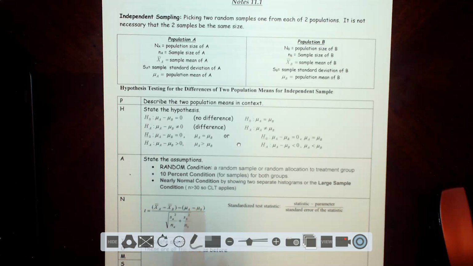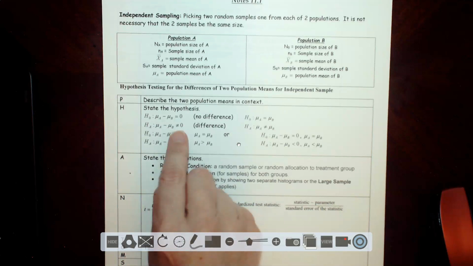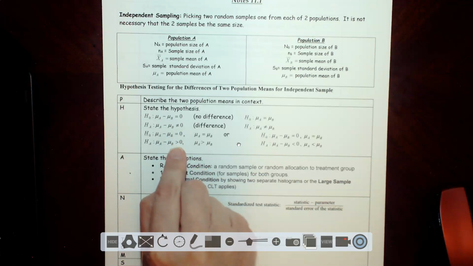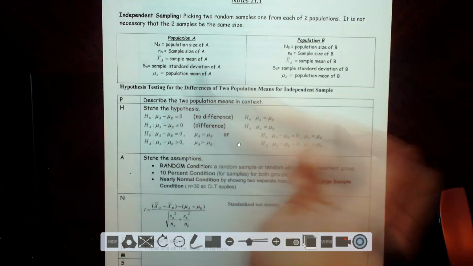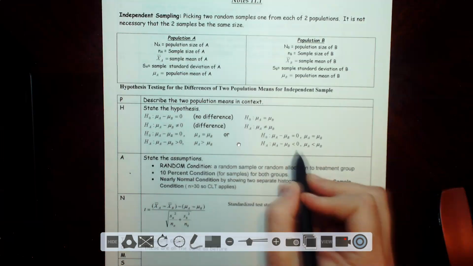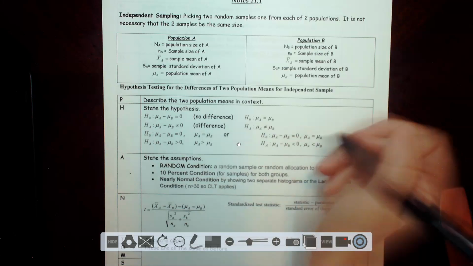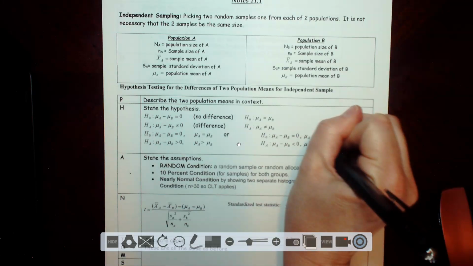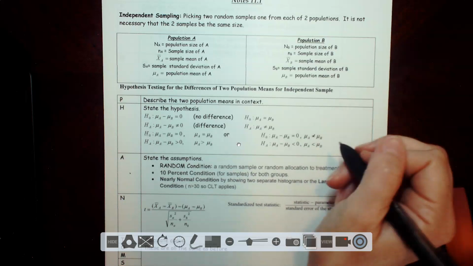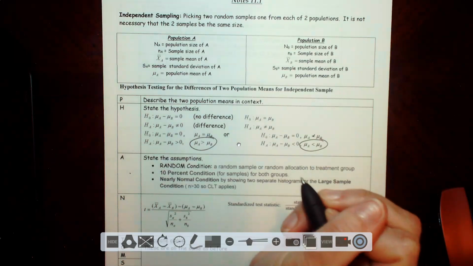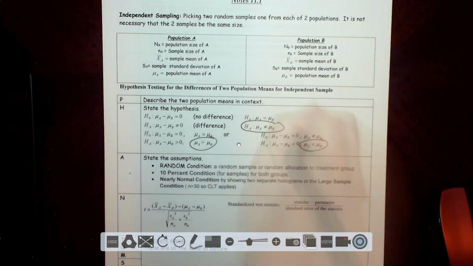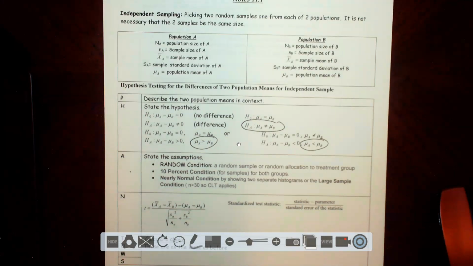Then your alternative is going to be that there is a difference. If there is a difference, it's not going to equal 0. Also, that difference could be greater than 0, or it could be less than 0. Let's go ahead and fix that. Okay, we've got that, and then we have it also less than 0. But again, this right here and this right here are more commonly how I'm going to write my hypothesis.